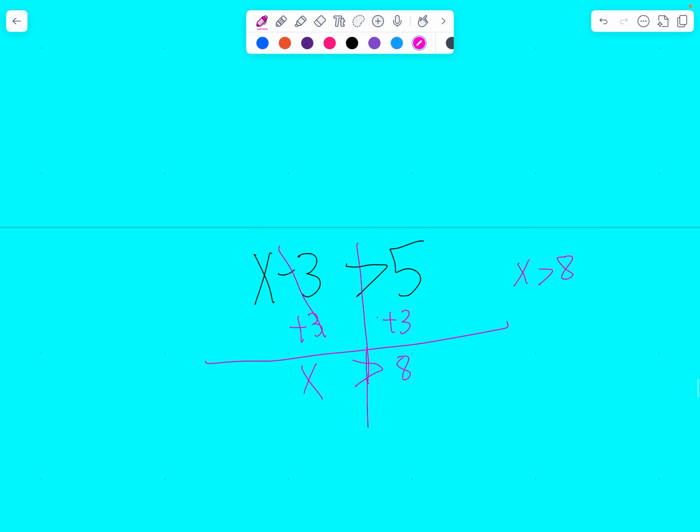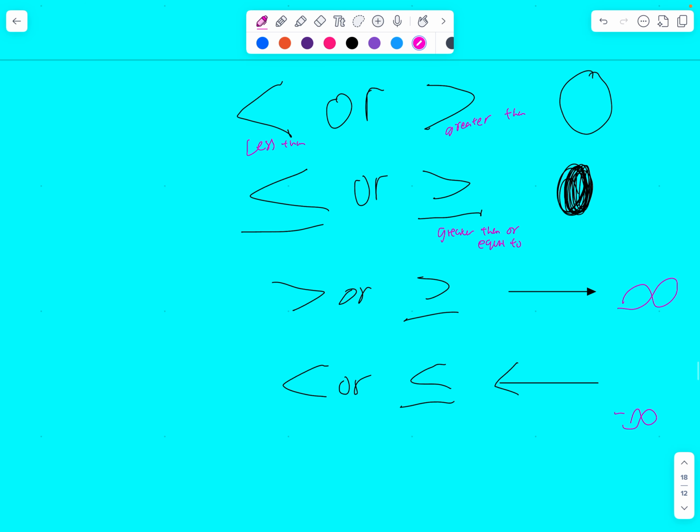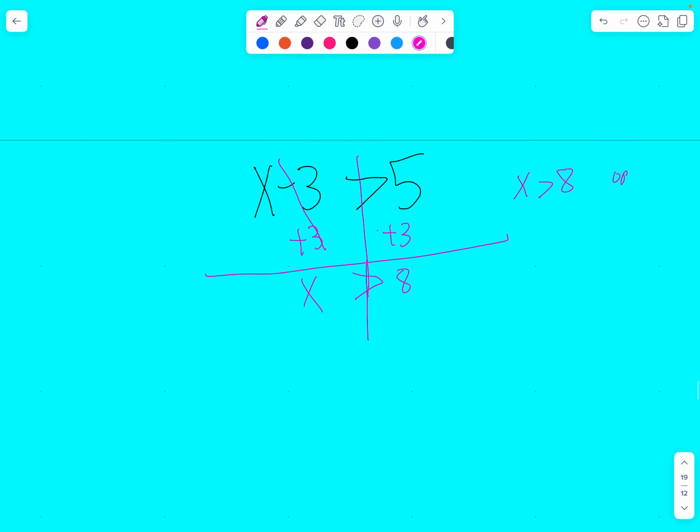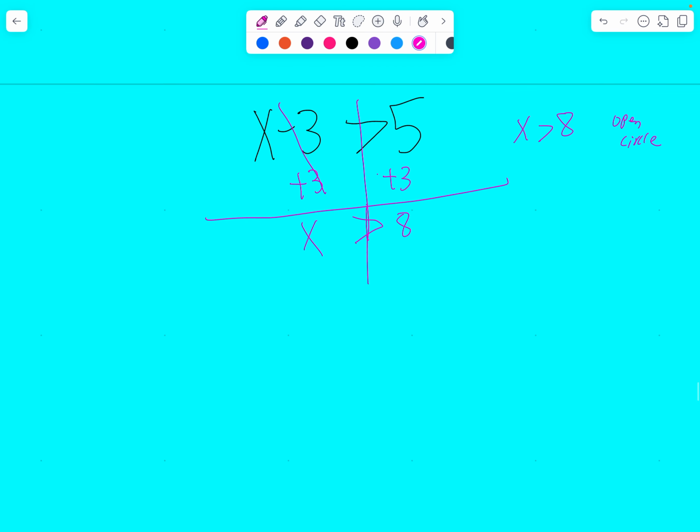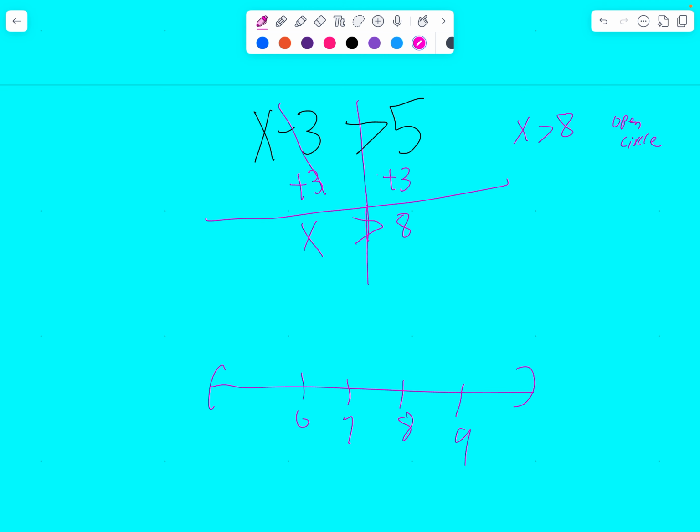Looking back at my rules, I know that I have a greater than sign. That tells me I'm dealing with an open circle, right? So I'm going to draw a number line: 6, 7, 8, 9. It's an open circle. It is a greater than sign, so we're heading towards positive infinity. I'm going to shade to the right because of the sign. That's how you do it. Granted, you should probably squiggle neater than I did, but yeah, you got it.